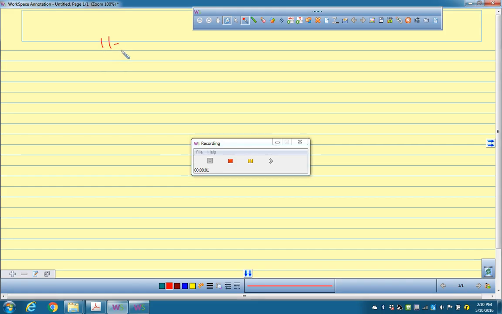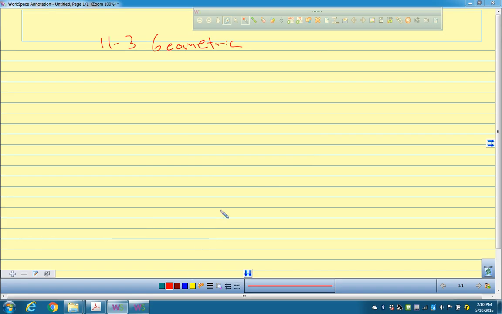11-3, and this is geometric sequences. We learned about arithmetic sequences, and a geometric sequence is one that looks like this. At some point you are going to get whiteboards and do some practice here.